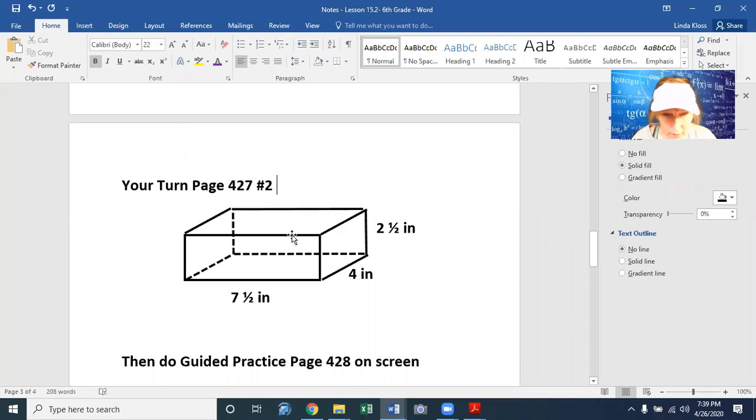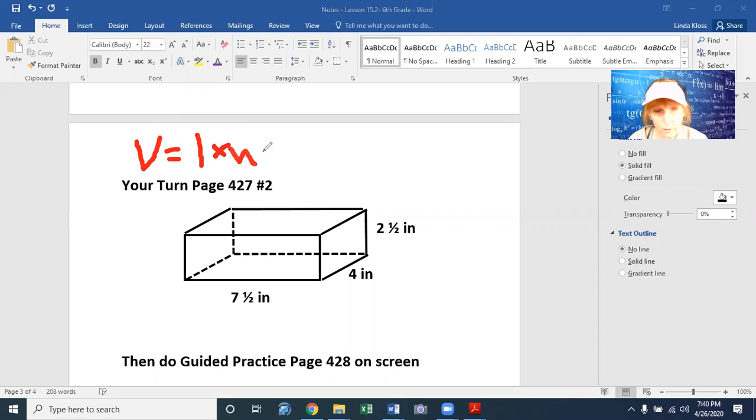Okay, I drew the picture on my Microsoft Word document here. This is page 427, number 2. So we're going to take a look at this, and we are going to find the volume of this figure. So to find the volume, we have to use the formula volume equals, remember, length times width times height. And a lot of times you won't see the times symbol in between. You'll just see it like this. Volume equals LWH.